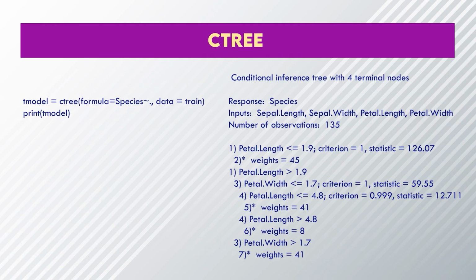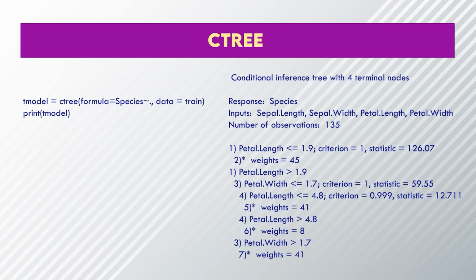When you print t_model, it will tell you how the model is being prepared, what values and criteria are being set, and what observations are being given by the conditional inference tree. If you print t_model, it will tell you that it has made 4 terminal nodes, a conditional inference tree with 4 nodes, and it has made 135 observations. So the number of observations, meaning the total number of samples, was 135. For every decision node, it will tell you what the criterion is, what the statistic is, and whether the petal length should be greater or less than a value. You will not understand much from here.